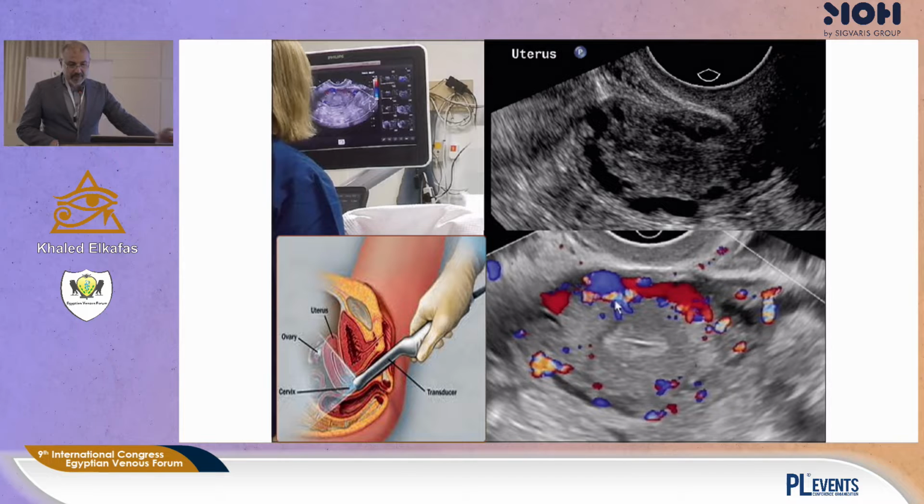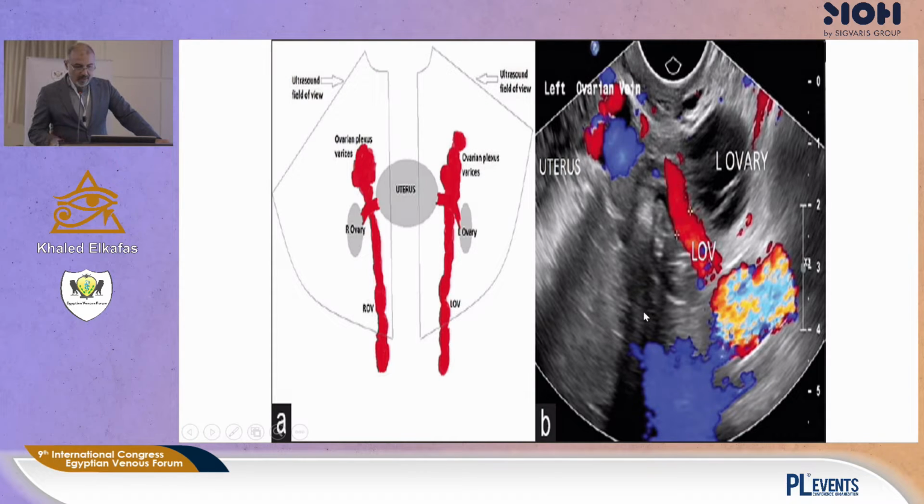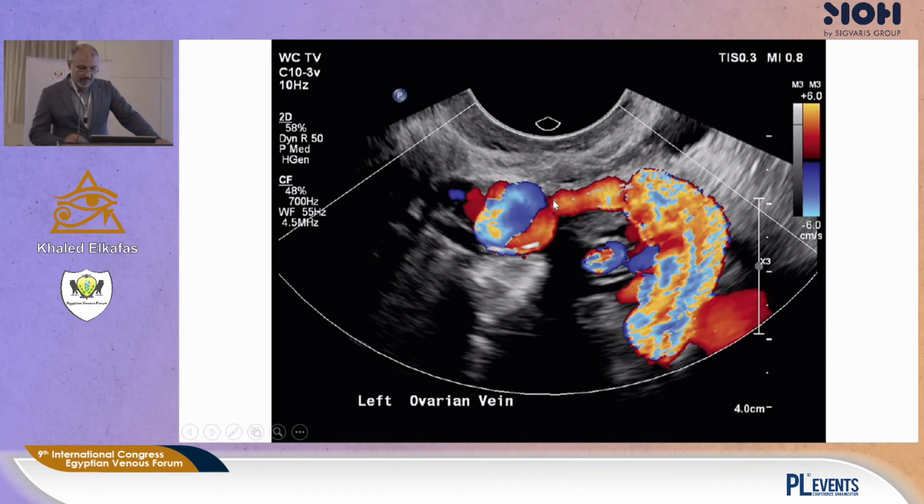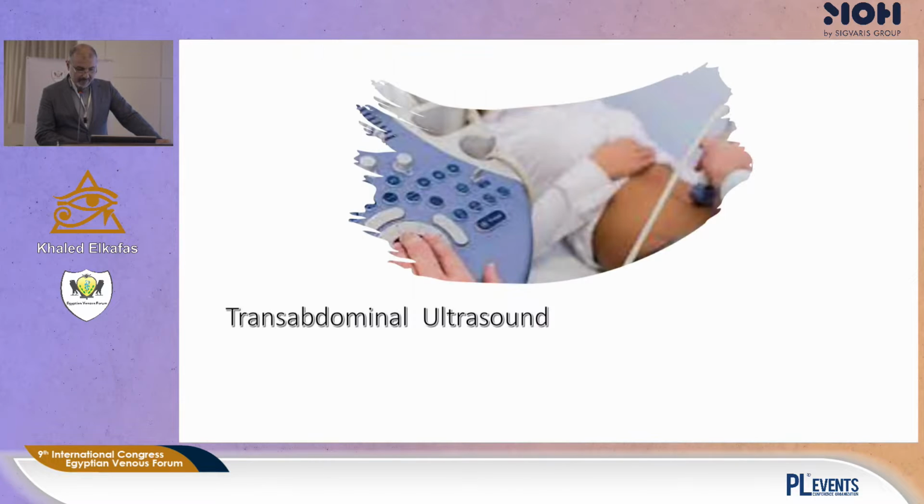We first examine the uterus in axial view. Here the uterus, here the endometrial cavity. You find surrounding parametric dilated veins, and when applying color Doppler, we find venous reflux during different phases of respiration. Then we incline the probe to the right and left fornix of the vagina to examine the ovary, the ovarian vein, and the paraovarian vessels. Here we see a very dilated ovarian vein showing very significant reflux.